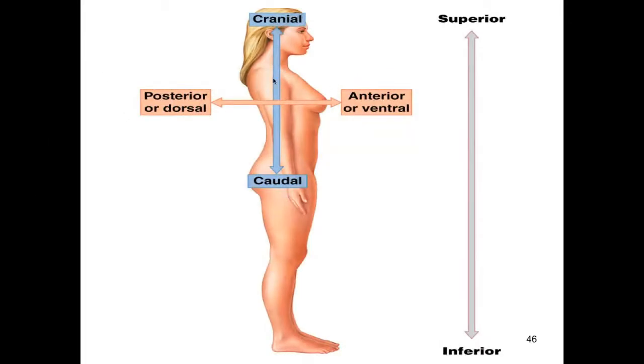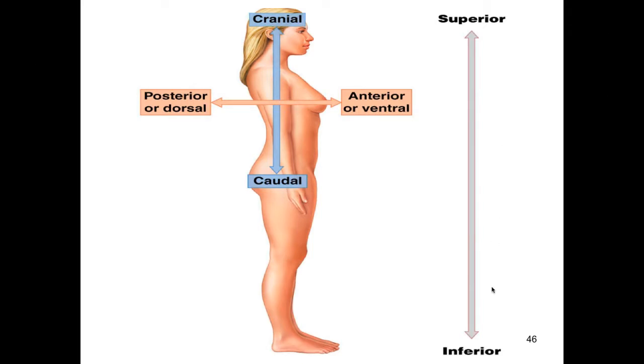Here we can see anterior and posterior. Moving to the front of the body is anterior or ventral, and moving to the back of the body is dorsal or posterior. Moving to the head is cranially, moving to the tail is caudally. And again, in reference to the whole body, we have superior and inferior.